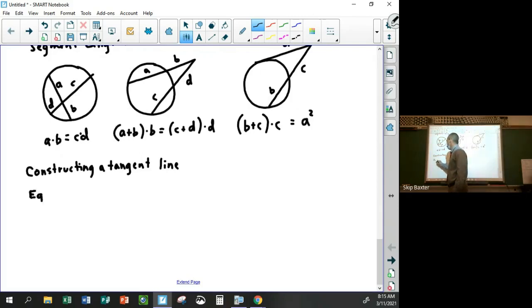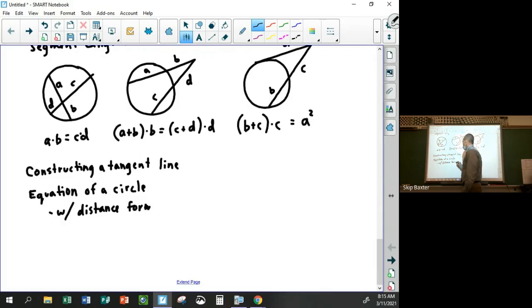Equation of a circle. That's just looking at a graph and being able to give the equation of a circle based on its graph. Then we did equation of a circle with distance formula. That's where instead of giving you the radius directly, they'll give you the center of the circle and a point on the circle, and you have to use the distance formula to calculate its radius. Or maybe they give you endpoints of a diameter, and you have to use the distance formula and the midpoint.